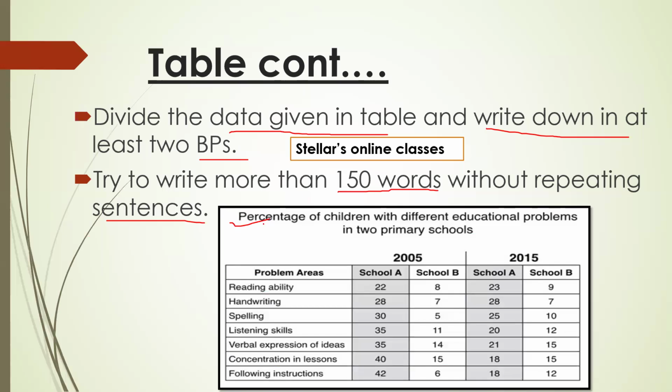For example, you have this task: percentage of children with different educational problems in two primary schools. So here you have 2 years, 2005 and 2015. So you can divide the data either year wise, right? You can write about 2005 in BP1 and about 2015 in BP2, or you can go with the schools. School A in BP1 and school B in BP2, right? So in this way, you can divide the data and explain it in two BPs.